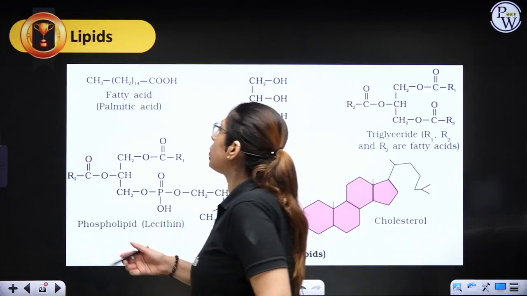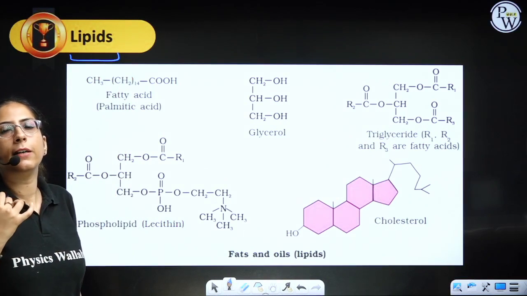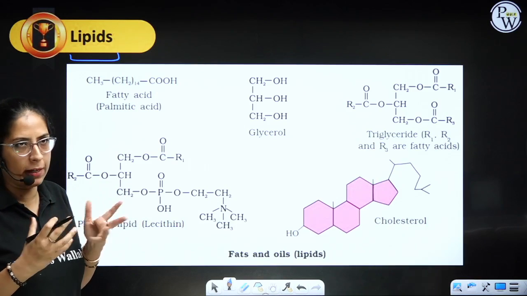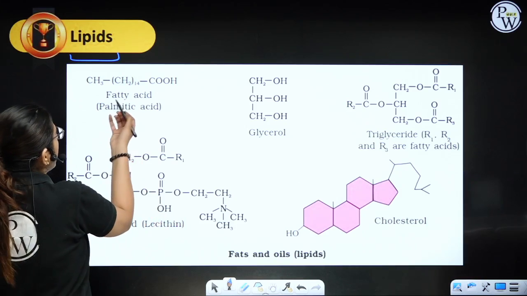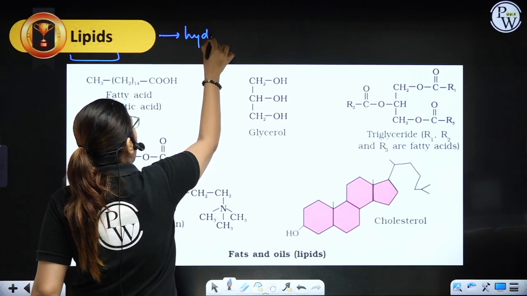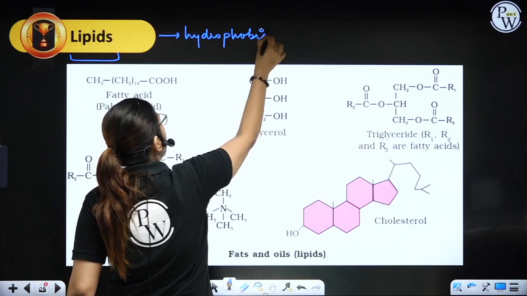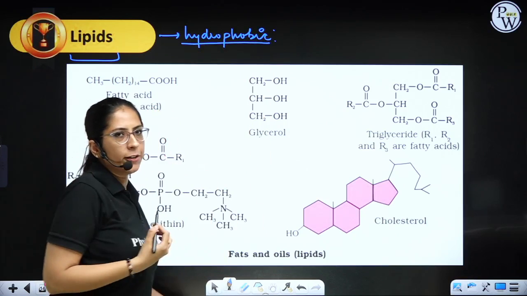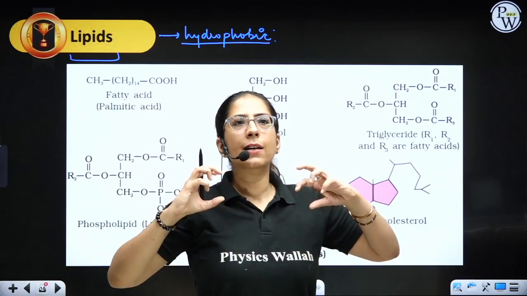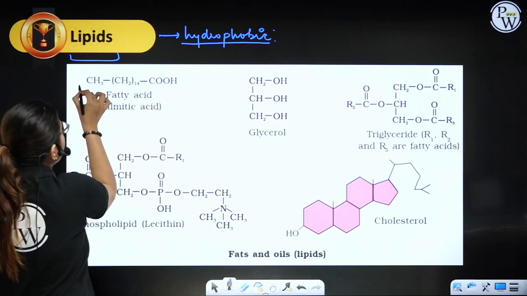Now lipids, you all know, many students get confused: ma'am, what are lipids and what are fats? So basically fats are a type of lipid, we'll be looking at it. So what are lipids? Lipids are basically hydrophobic in nature. We all know about it, right? And basically all the fats, all these lipids which are present in the body, mostly they are present in the form of a fatty acid chain.